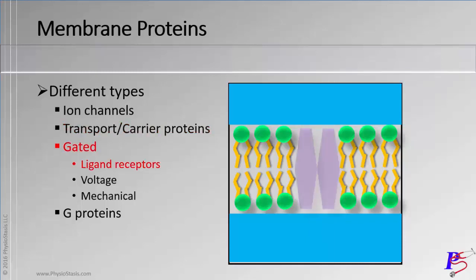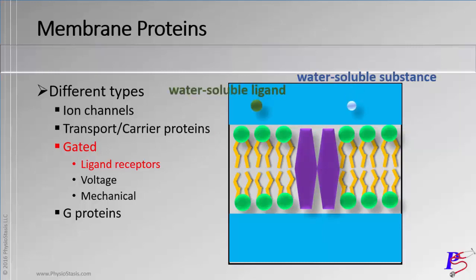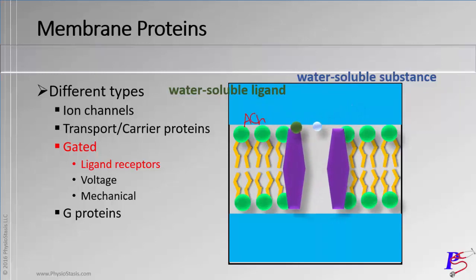Now you also have gated channels. One type of gated channels are ligand-gated channels. An example of a ligand could be acetylcholine. It comes, binds to the gate like a key, opens it, and, for example, that blue solute there could have been sodium, rushes through, and those are important in action potentials, which we'll also talk about in this chapter.